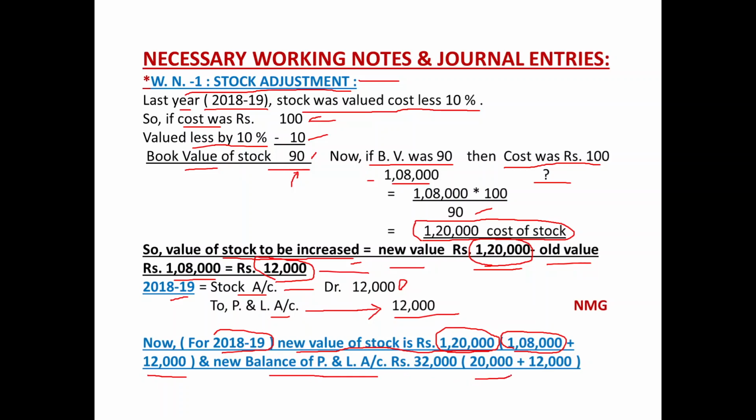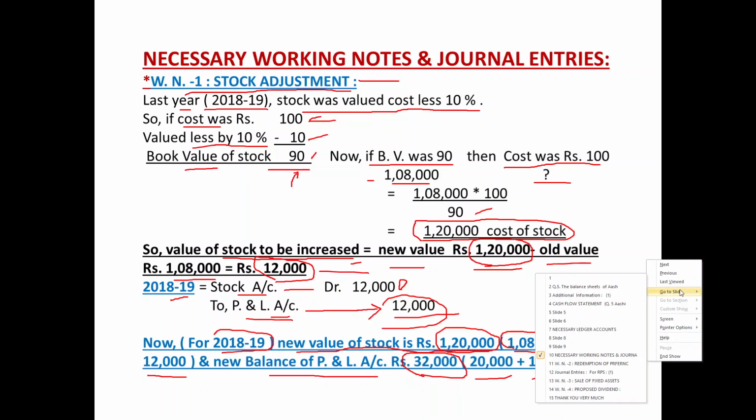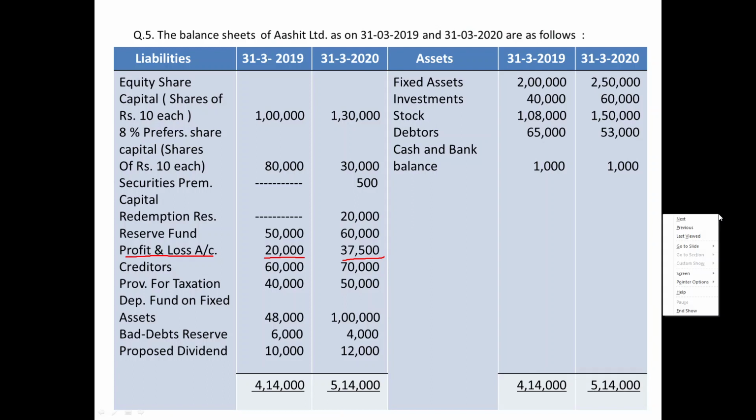was 20,000 given in the balance sheet, plus over here we credited profit and loss account 12,000. So 20,000 plus 12,000, that gives new balance of profit and loss account 32,000. Let me show both the balances once again, the original balances of closing stock and profit and loss account in the balance sheet. Have a look.